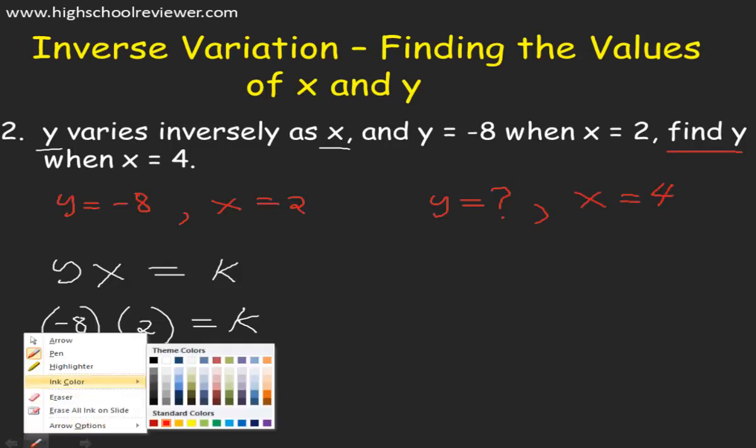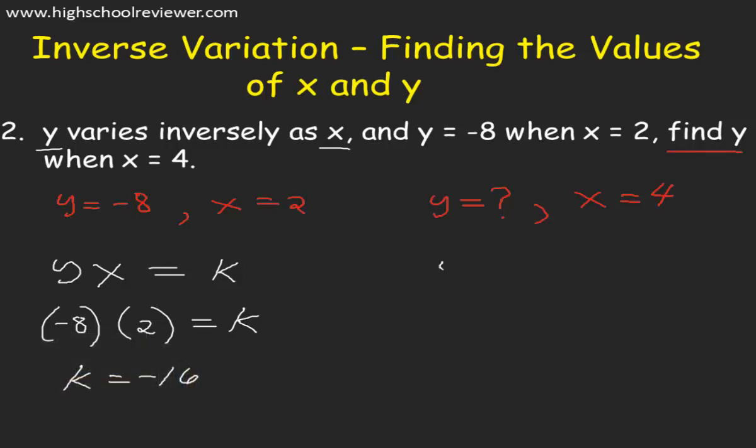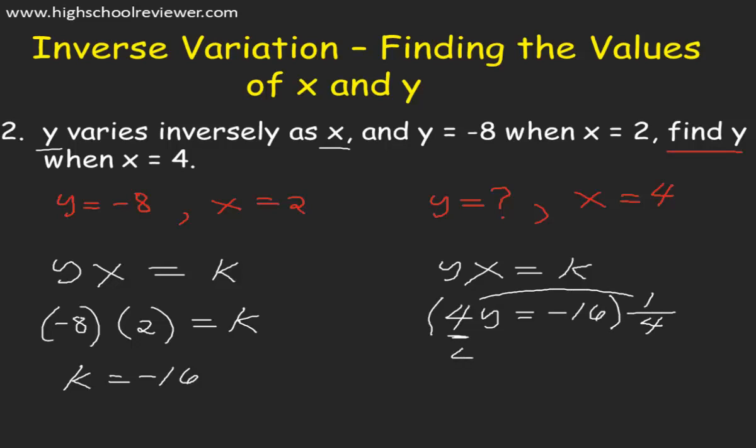Again, we are going to use the same equation, that is yx is equal to k. Our y is unknown, but our x is 4. So 4y equals k, which is negative 16. So to find y, we need to cancel out 4. To cancel out 4, just divide both sides of the equation by 4. So we have 4y multiplied by 1 over 4, that will be 4y divided by 4, and negative 16 times 1 over 4, that will be negative 16 all over 4.